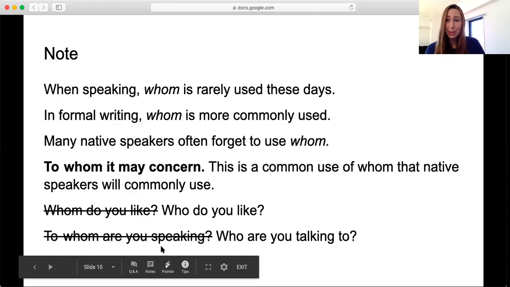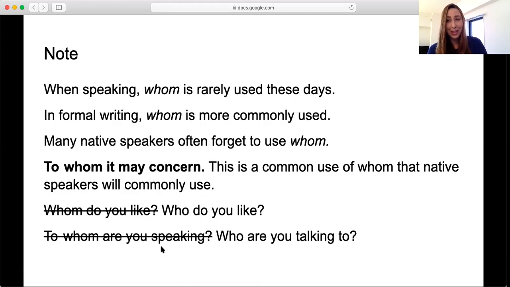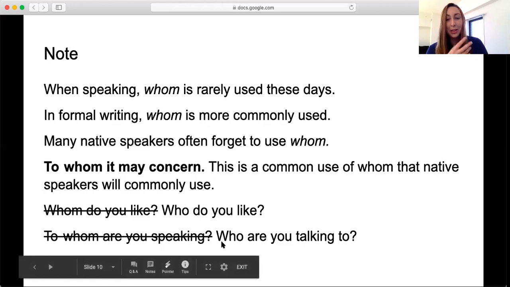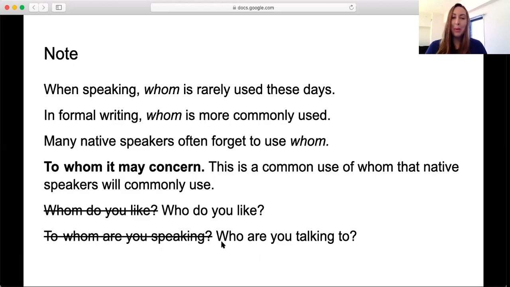This is another good example. To whom are you speaking? This is grammatically correct. This is probably super correct. However, I don't think anyone will talk like this. All right? So generally when we speak, who are you talking to? Not to whom are you speaking? Who are you talking to? Who are you speaking to? That is more natural, right? That is just, without thinking, what we're going to say.